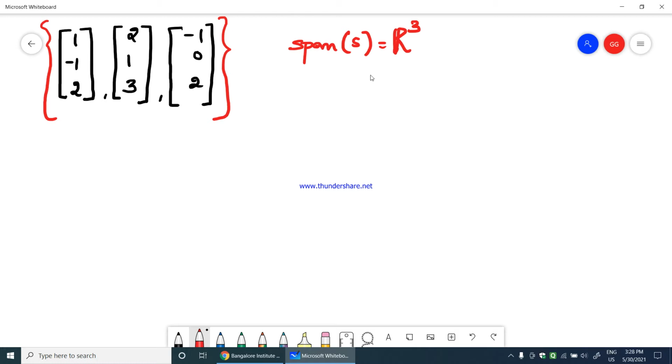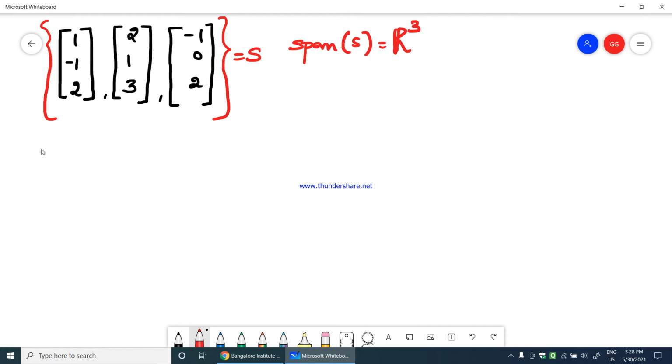Now the span of S is equal to S. The span of S means that if any linear combination of these vectors is obtained from the set of these vectors, then that particular combination belongs to R power 3, because we have 3 columns here, therefore we say R cube.